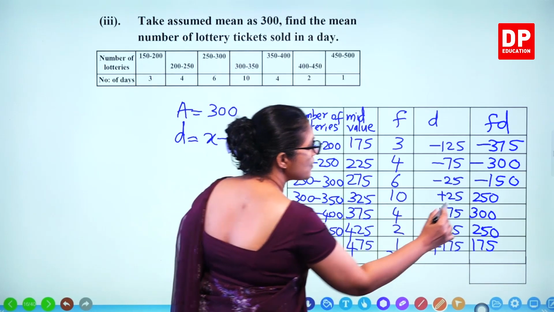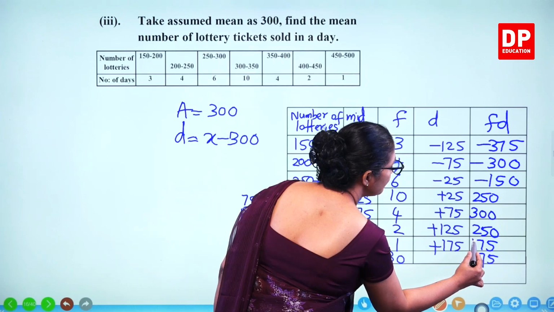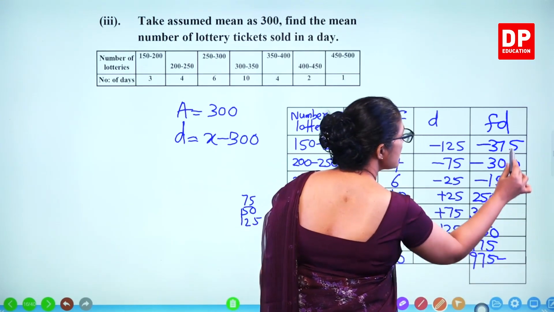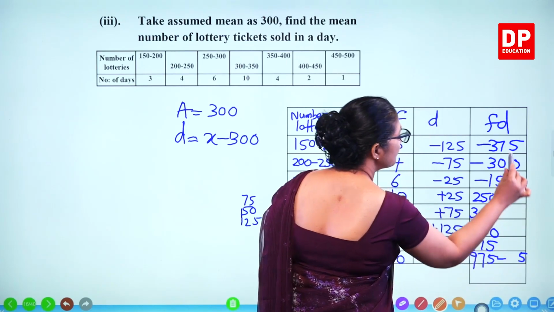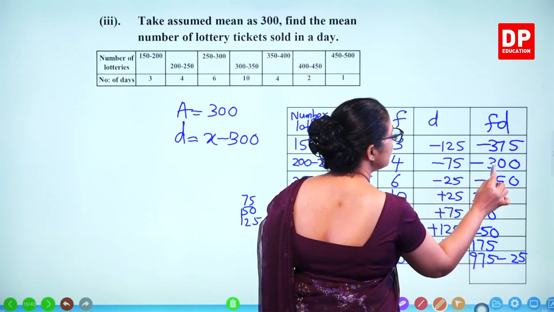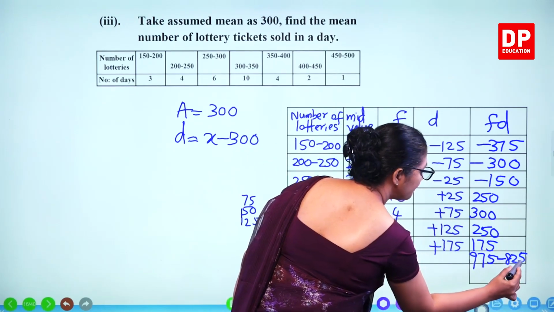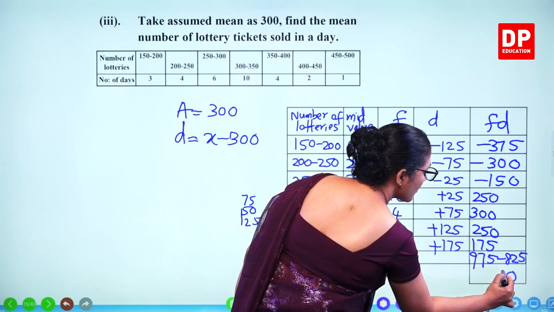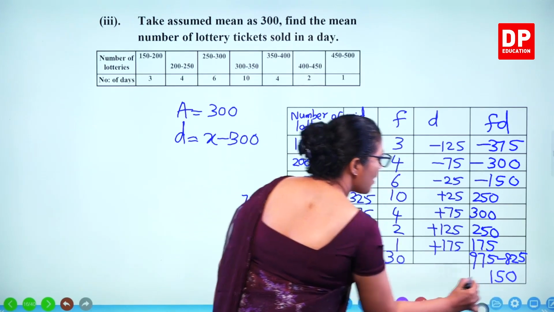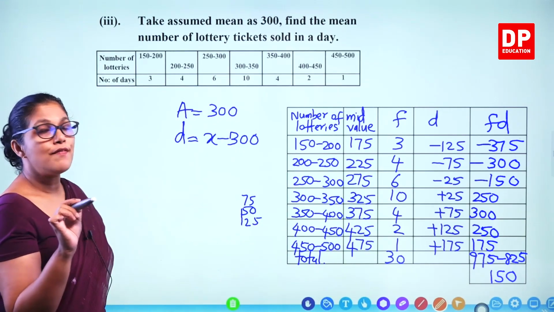Now we'll add the positive ones. You get 179. Negative ones 5, 12, 8. Now subtract, 29 from 179, 150 positive. Now we can find out the mean value.